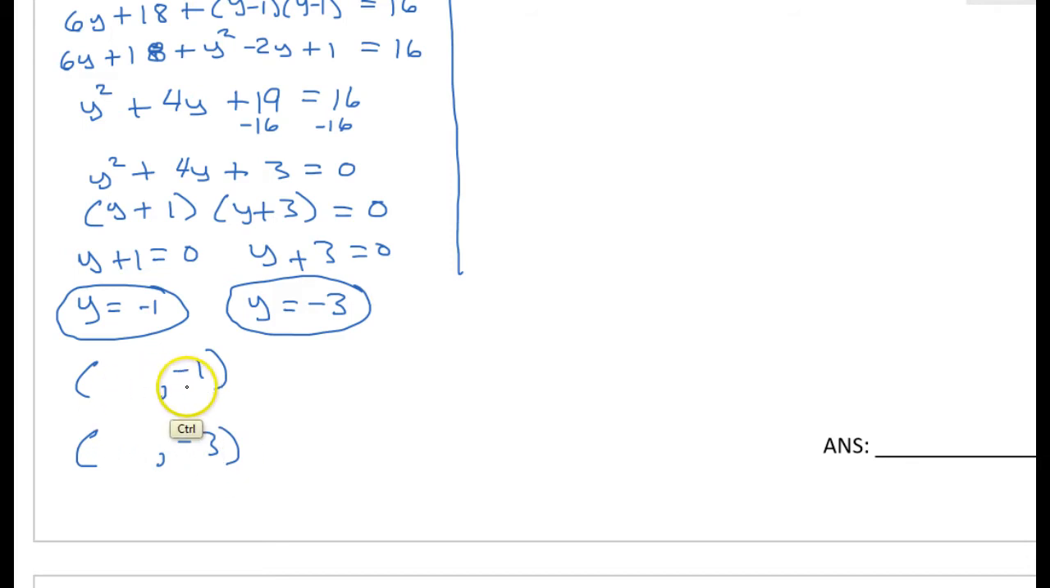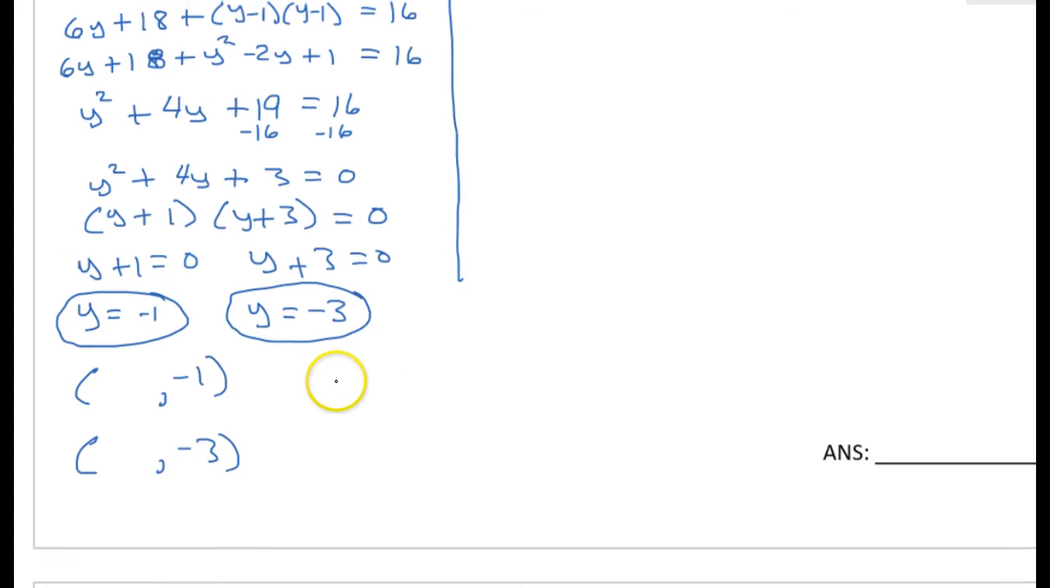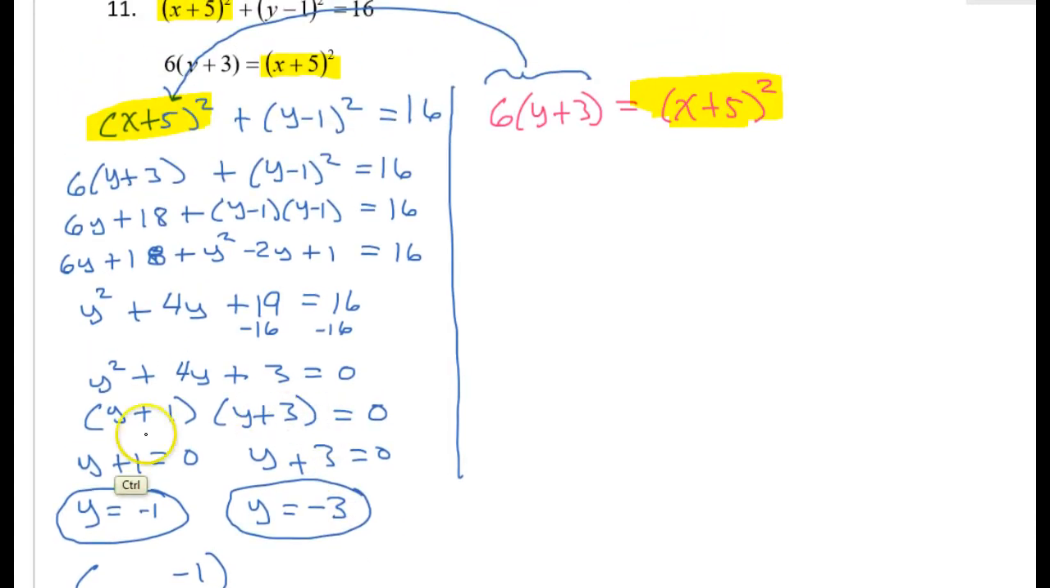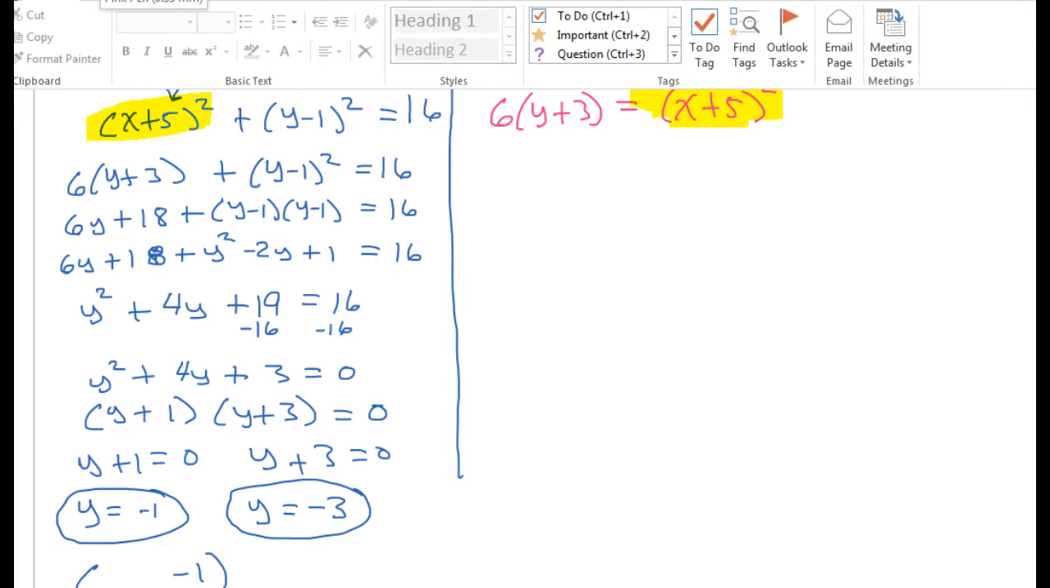I have these y values, but I need to find the x values that go with them. So how will I find those x values? Well, I will take these y values and I will substitute them back in to the other equation. Okay, we already used this equation on the left. So one of the reasons why I write these side by side is to make it more obvious that I've used this equation. Now it's time to use the other equation.